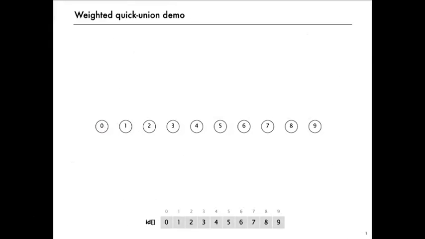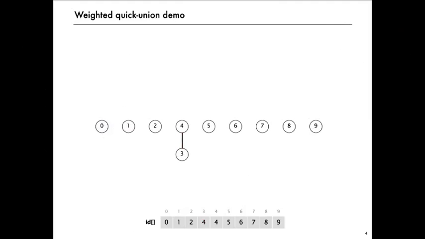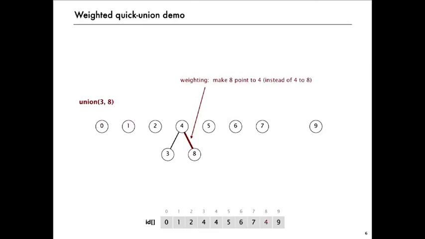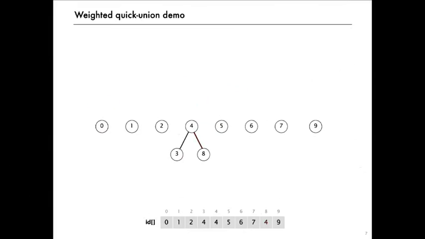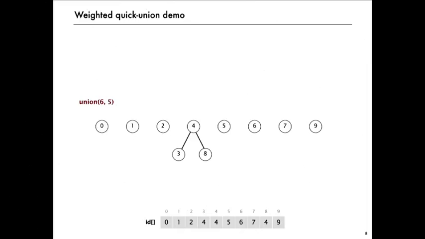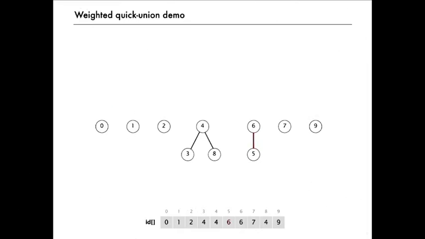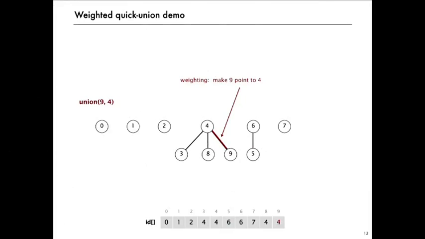Okay, so again, we start out in our normal starting position where everybody's in their own tree. And when there's only two items to link, it works the same way as before. But now when we have 8 to merge with 4 and 3, we put the 8 as the child, no matter which order the arguments came, because it's the smaller tree. So 6 and 5 doesn't matter. Whichever one goes down doesn't matter. 9 and 4. So now 9's the small one, 4's the big one, so 9's going to be the one that goes down below.